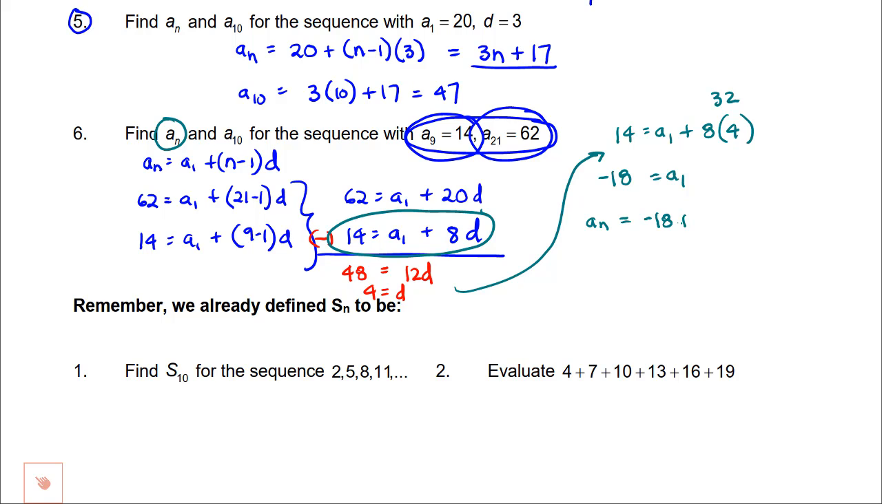So then a sub n, that's the first goal, is who's the first stepping stone? Negative 18 plus how many steps generically? N minus 1. And what's the D value? 4, right? And I clean that up, but I want to jump to the next part. I want a sub 10. So plug in 10 here, and I'll wait for your answer. 18. Okay, so up to there is a review of yesterday.